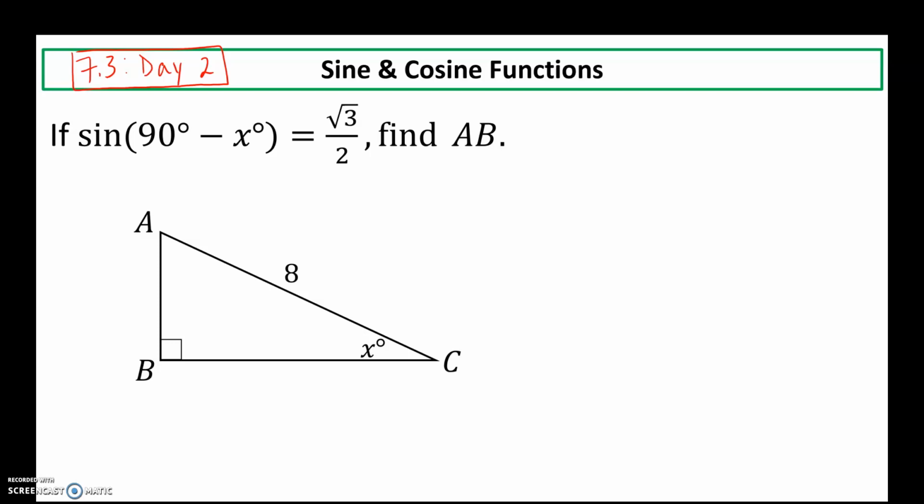All right, so let's do 2 more examples from 7-3. If you're given the sine of 90 minus x is equal to square root of 3 over 2, find the length of segment AB. All right, so some SAT type work here.